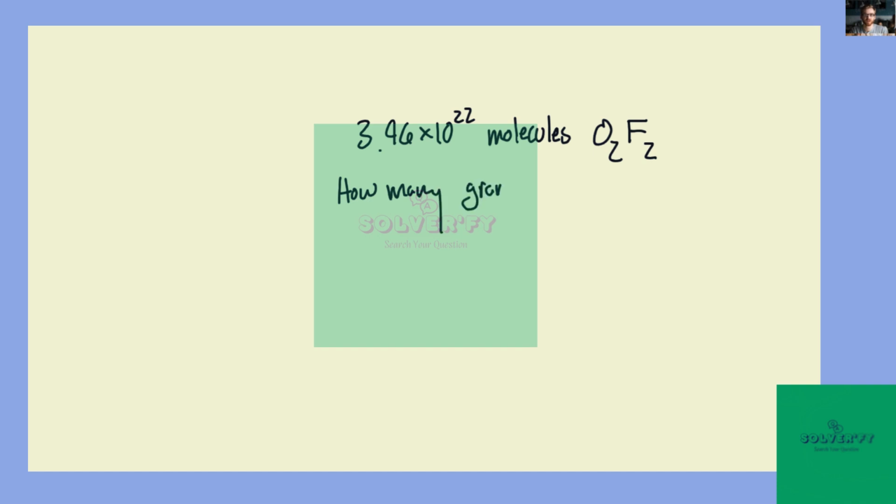Okay, we have 3.96 times 10 to the 22nd molecules of dioxygen difluoride. And the question is, how many grams of dioxygen difluoride do we have?